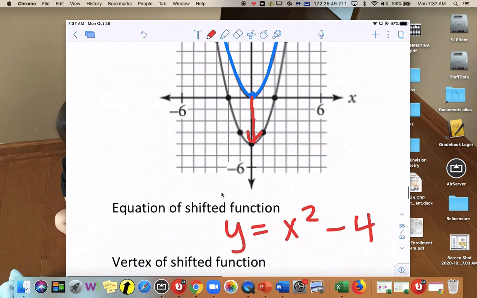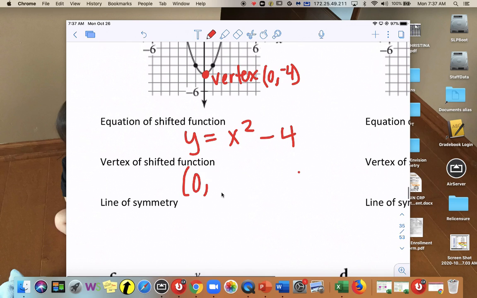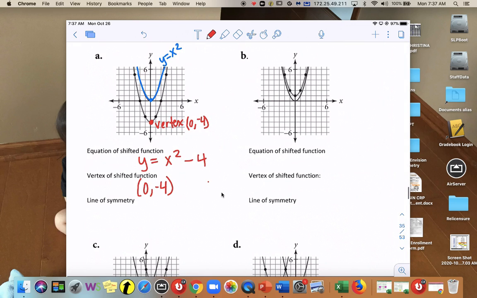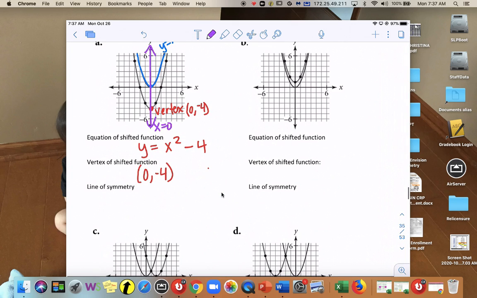The vertex, remember the vertex was at 0, 0, but now the vertex, again, it shifted down 4, so it's going to be over 0, down 4. So let's write that down, 0, negative 4. Our line of symmetry didn't change. Our mirror line is still this line right here, x equals 0. It did not shift left or right. So line of symmetry is still x equals 0.